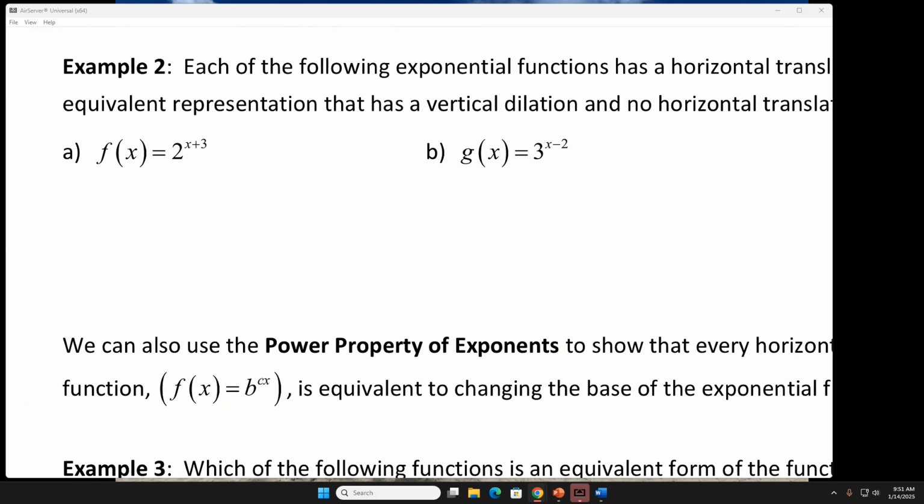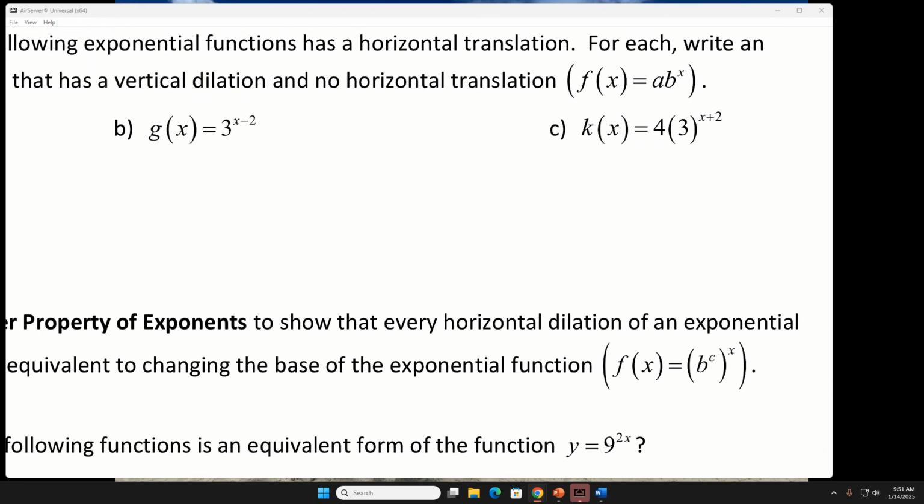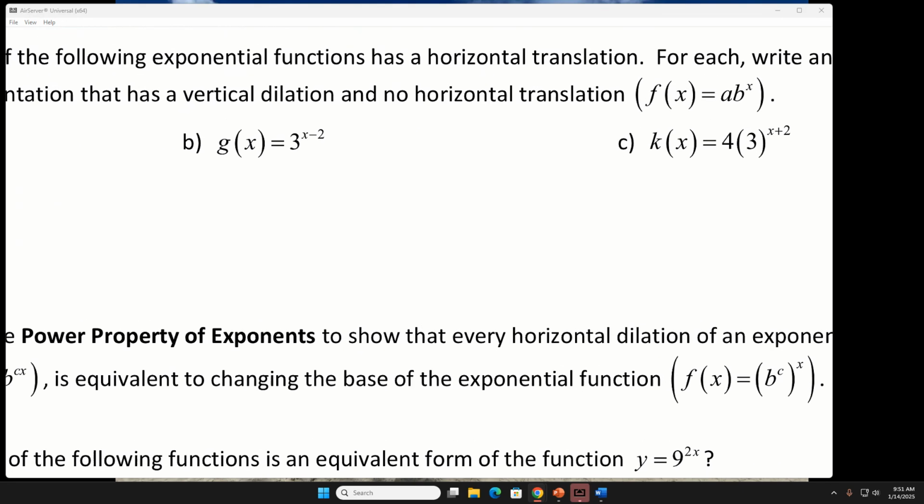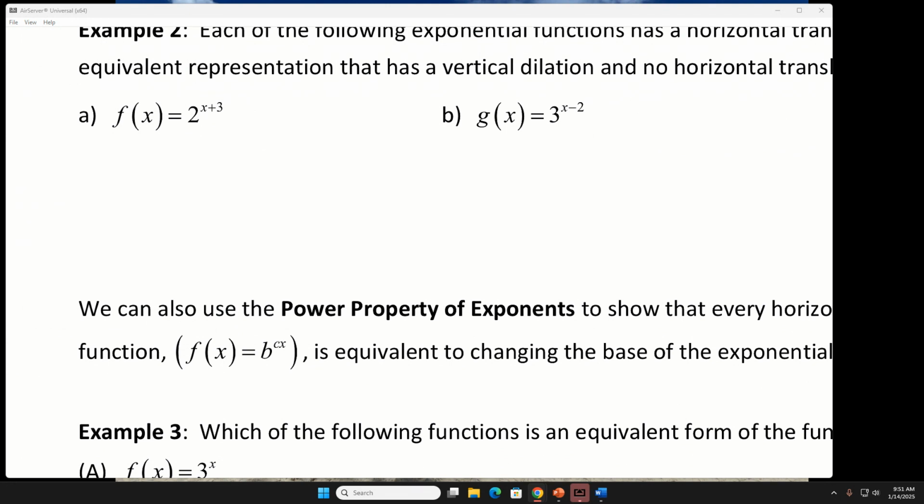Okay, so let's do some of these. For example 2, each one of these has a horizontal translation, and we're going to rewrite it so there's a vertical dilation and no horizontal translation. All right, so we start off and write this as 2 to the x times 2 to the third, because if we multiplied those together, we would add the exponents and we would get what we started with. So we're just giving an equivalent representation. All right, and then what is 2 to the third? 8. So it's just going to be 8 times 2 to the x. That's pretty much it. It's not too terrible.